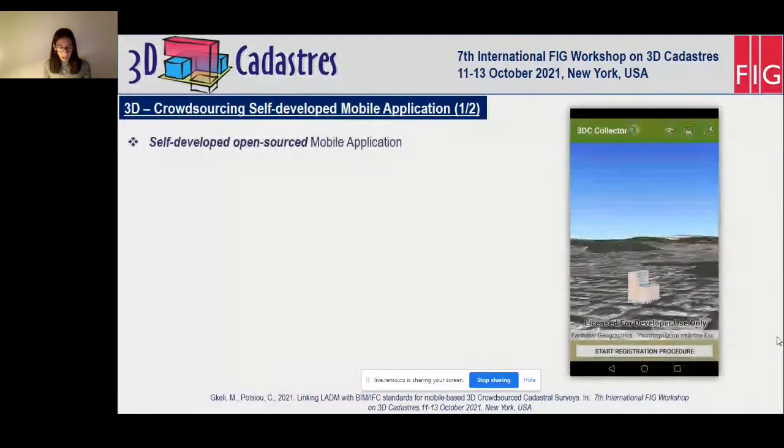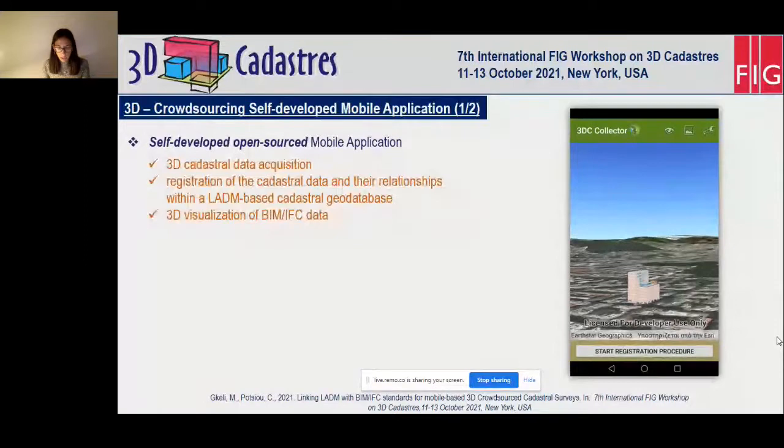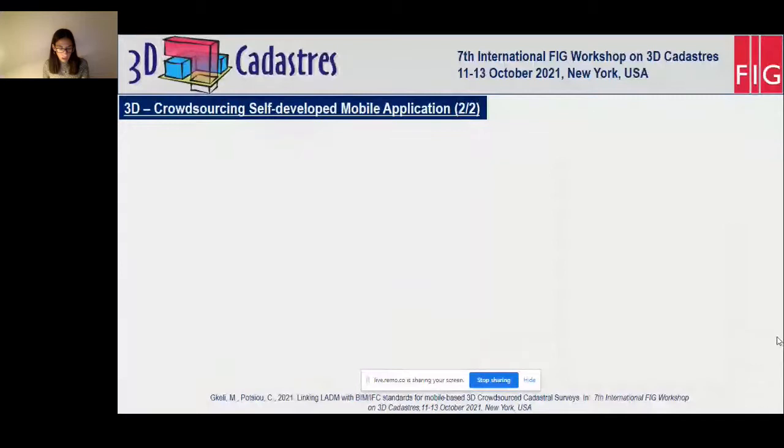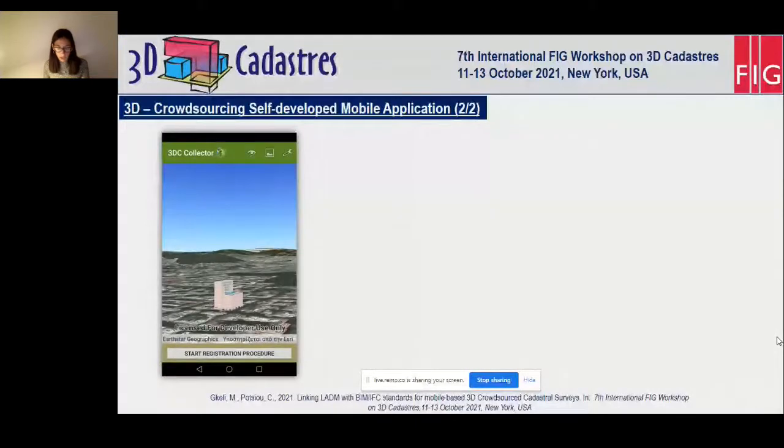To support the client side of the proposed technical framework, I developed a prototype for Android mobile devices. The mobile application enables the collection of 3D crowdsourced information by non-professionals, the registration of the cadastral data and their relationships within an LADM-based cadastral geodatabase, the manipulation of BIM Ifc descriptive data, and the visualization of real properties. For the development of the mobile application, a set of software tools was utilized. The interface of the application was appropriately designed in order to lead and simplify the registration procedure.